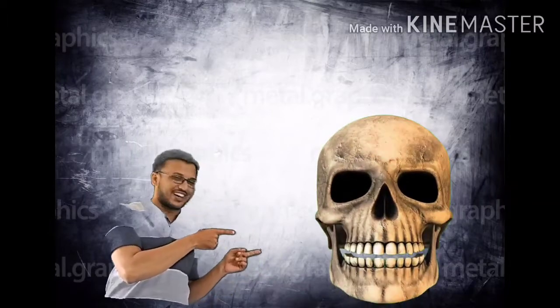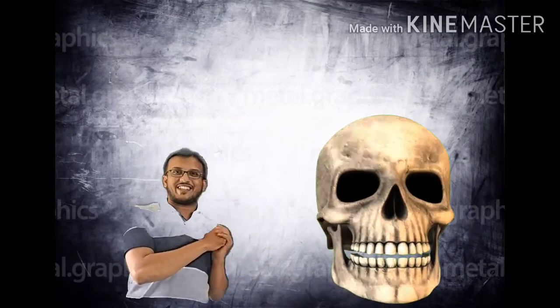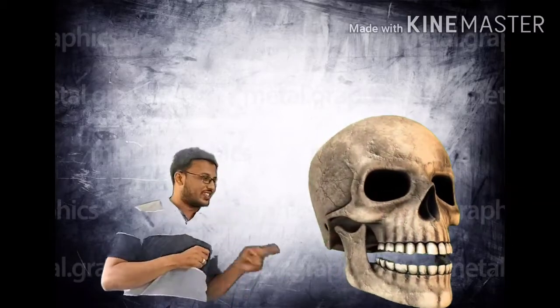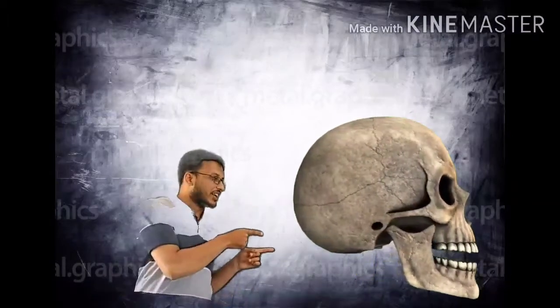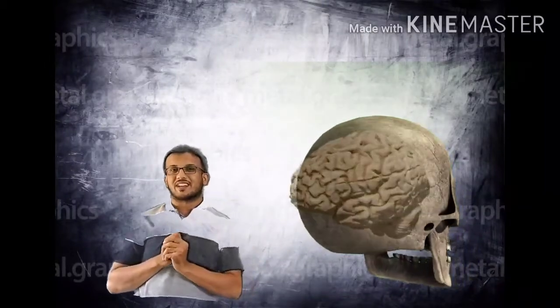Skull. See how horrible it looks now. It is very horrible, very dangerous looking. Is it right? But it is very protective. This skull is very protective. It protects our brain. It protects our brain and also some internal organs.